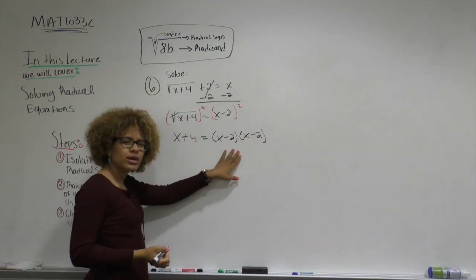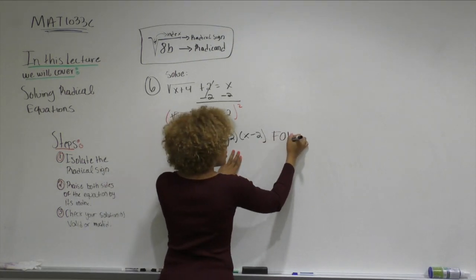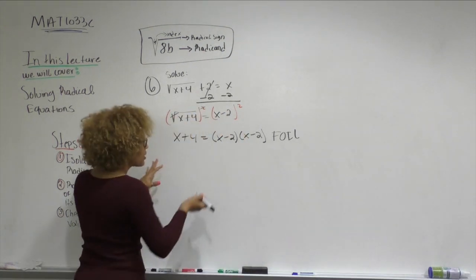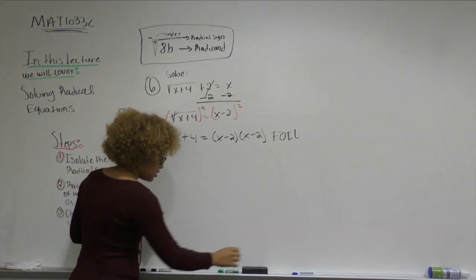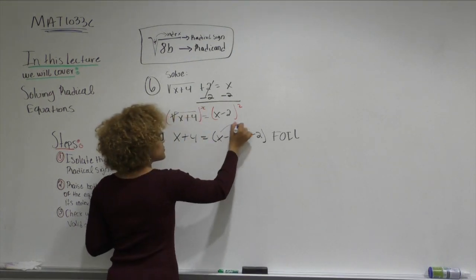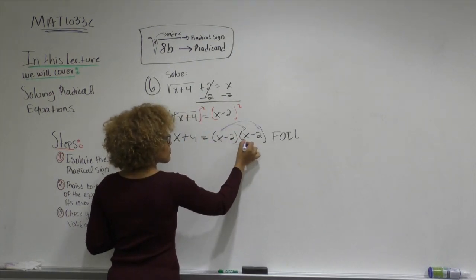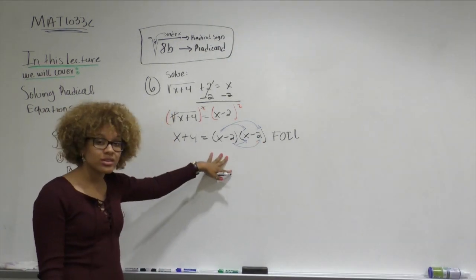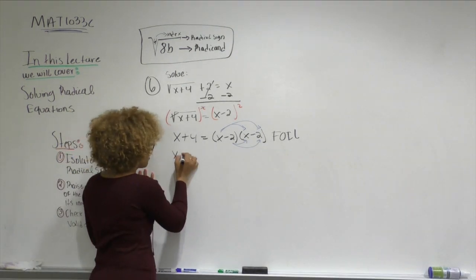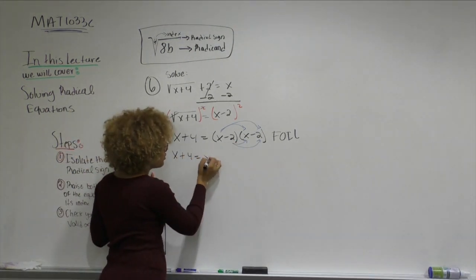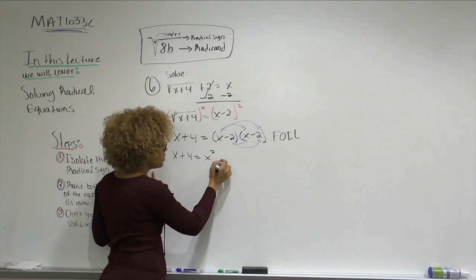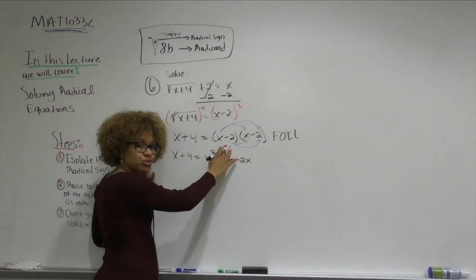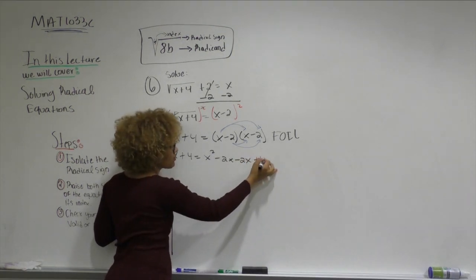Okay. Here we're going to go ahead and FOIL, or you could call this a double distribute, whichever you like best. It's the same. So let's use different colors. Okay. I'm going to ignore this side for the moment and I'm going to work on this side. X times x gives me x squared. X times -2, -2x. -2 times x, -2x. -2 times -2 is a positive 4.